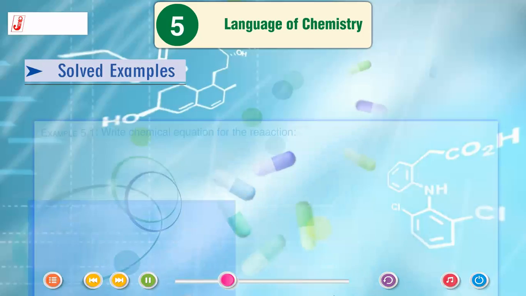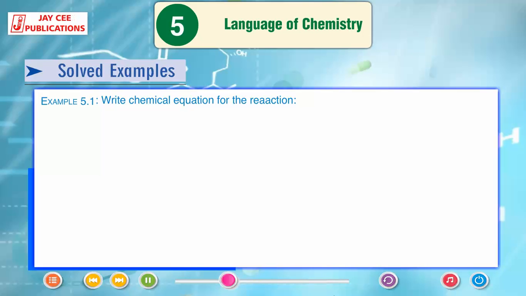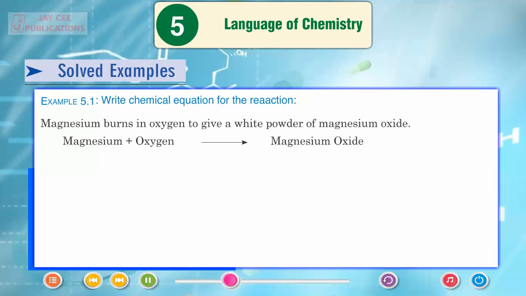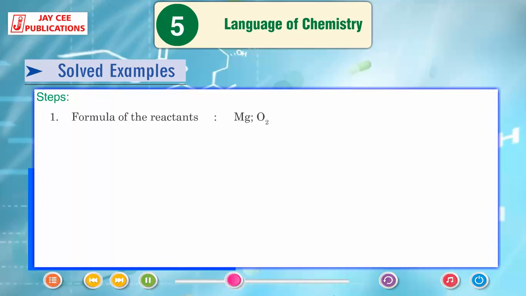Solved examples. Example 5.1. Write the chemical equation for the reaction. Magnesium burns in oxygen to give a white powder of magnesium oxide. Magnesium plus oxygen gives magnesium oxide. Steps: 1. Formula of the reactants: Mg and O2. 2. Formula of the product: MgO. 3. Mg plus O2 gives MgO.